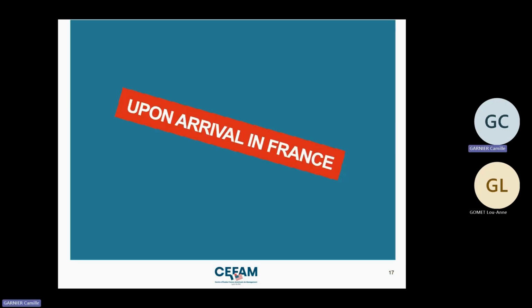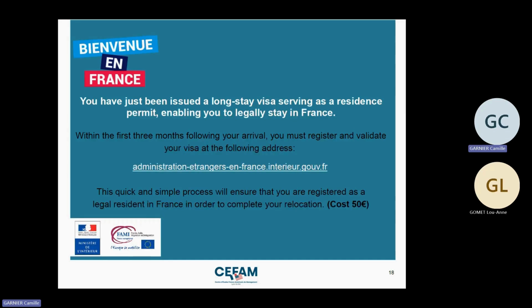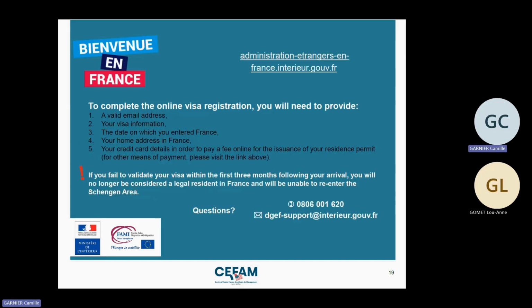Once you arrive in France, there will be different steps that you will need to follow in order to be fully legal on French soil. Within the first 3 months following your arrival, you must register and validate your visa. You can see the address just below, and you will need to enter different information that we can see here: a valid email address, your visa information, the date you entered France, where you're living, and you will also have a 50 euro fee for the validation of the visa.